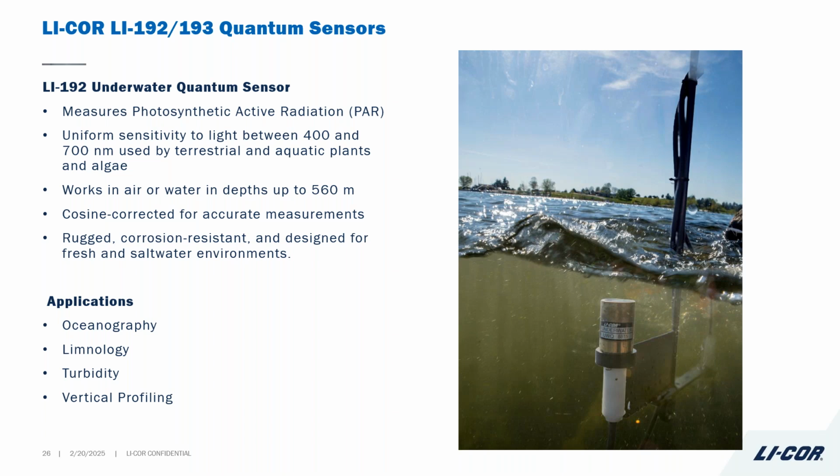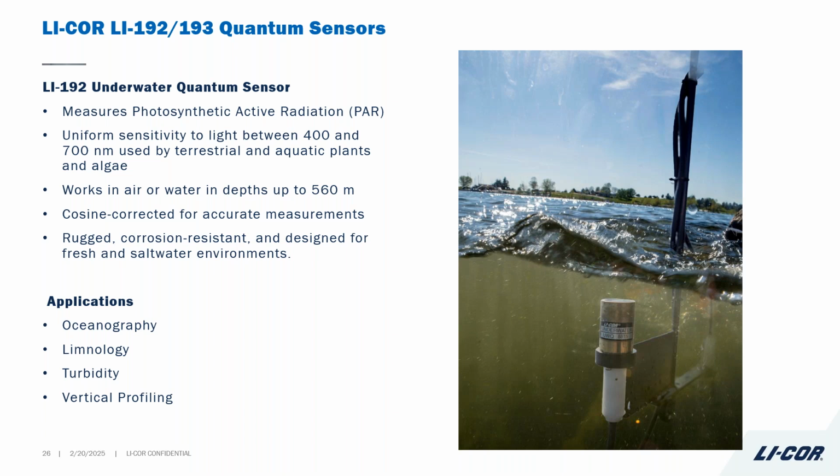This sensor functions effectively in both air and water, but it's specifically designed to work in water at depths up to 560 meters. This sensor is also cosine corrected. And what that means is cosine correction is really important when you have low light levels, or when light isn't overhead and it's at a low angle. Basically, what this means is it ensures that your measurements are accurate in these situations and are useful, following Lambert's cosine law.